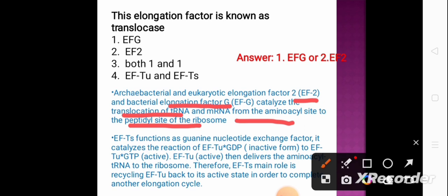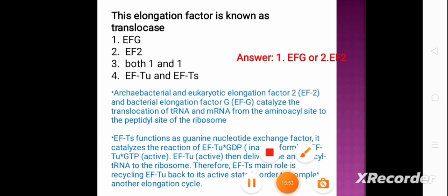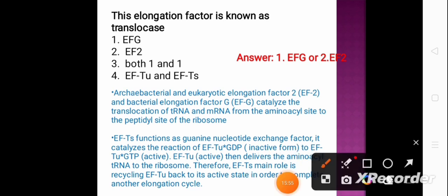EF-Ts functions as a guanine nucleotide exchange factor. It catalyzes the reaction of EF-Tu GDP to EF-Tu GTP. EF-Tu then delivers the aminoacyl-tRNA to the ribosome. Therefore, EF-Ts's main role is recycling the EF-Tu back to its active state in order to complete the elongation cycle.